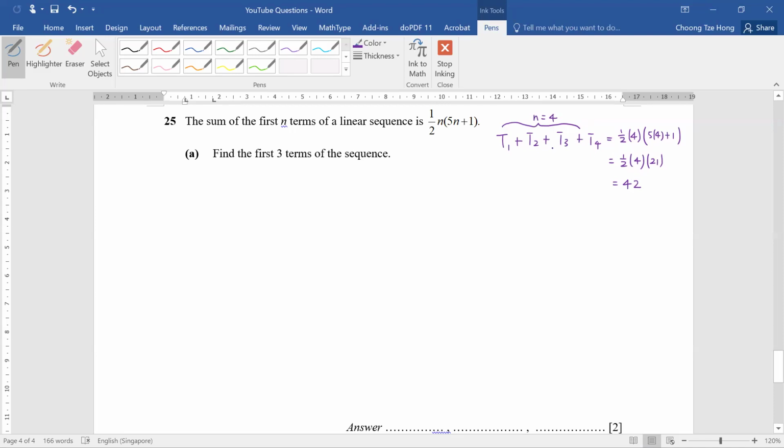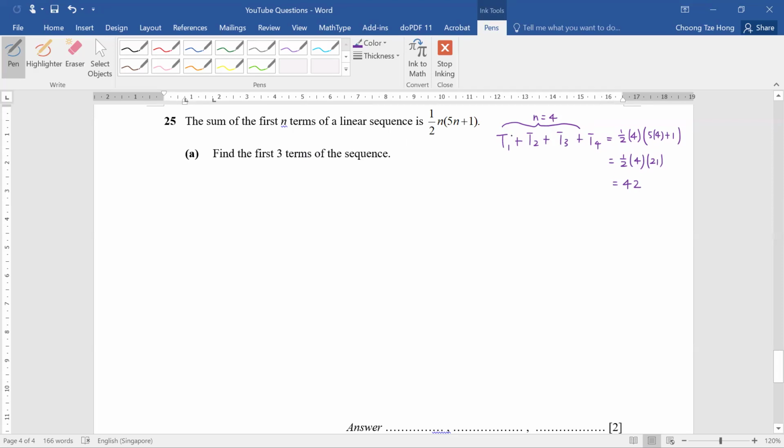So this is basically what the first line of the question is saying. Now let's explore part A of the question. They want us to find the first three terms of the sequence. Look carefully: they want us to find the first three terms, not the sum of the first three terms. If it were the sum, it would be very easy, since n would equal 3 and we would just substitute 3 into the formula. But now they want us to find T1, T2, and T3 specifically.